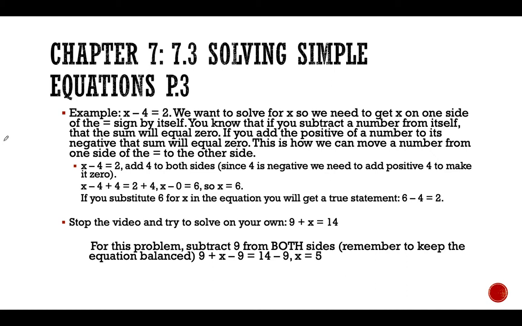Now stop the video and try to solve this one on your own. 9 plus x equals 14. So solving, subtract 9 from both sides and remember to keep the equation balanced. 9 plus x minus 9 equals 14 minus 9, so x equals 5.